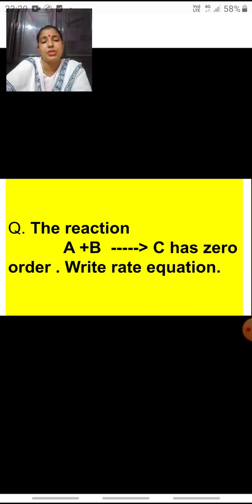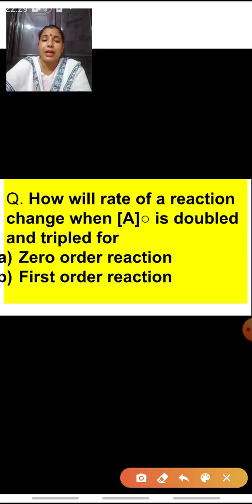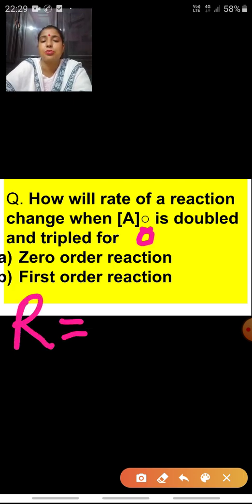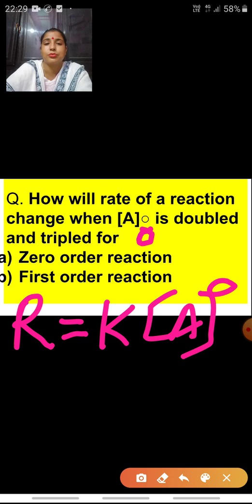Now the next question is, how will the rate of reaction change when A naught, the initial concentration, is doubled and tripled for a zero order reaction? For a zero order reaction, rate is equal to K into concentration of A raised to the power 0. That means the power of this is 0.